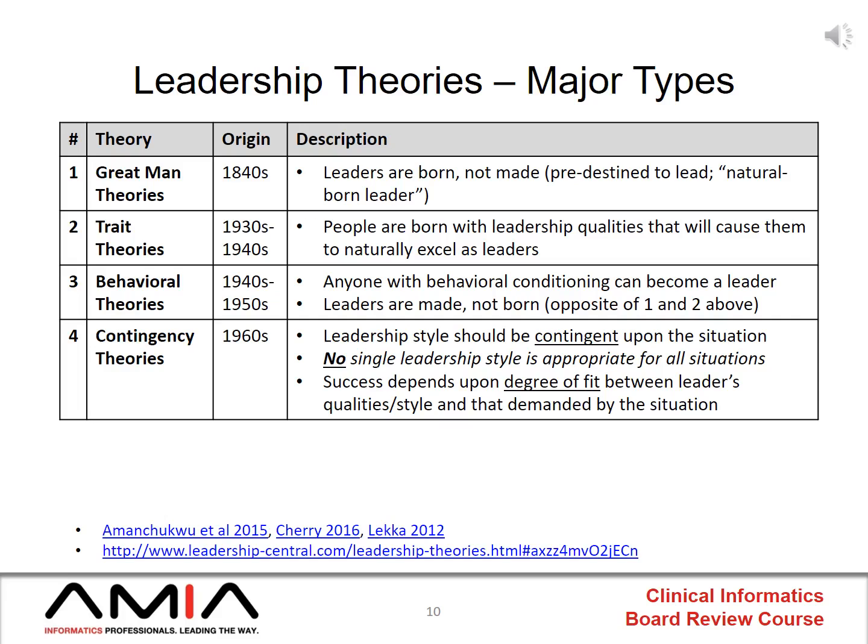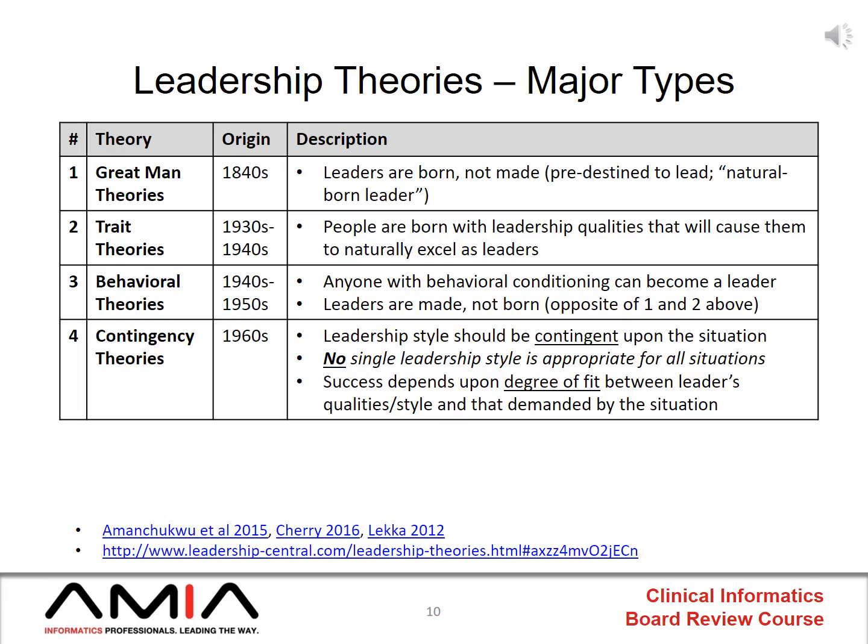Leadership theories developed over time, and the major categories of leadership theories differ not only by content but also by time of origin. The first category, known as the Great Man theories, developed originally around the 1840s. In this group of theories, leaders were assumed to be born rather than made. An individual was predestined to lead or a natural-born leader, and if they were not born that way, then it was assumed that the individual would never be a leader.